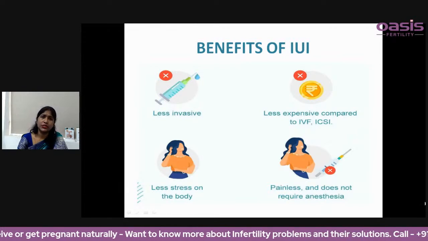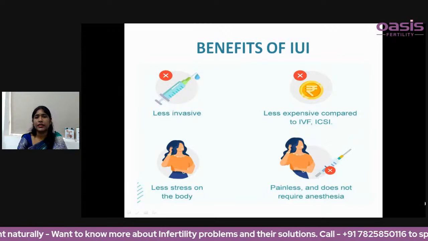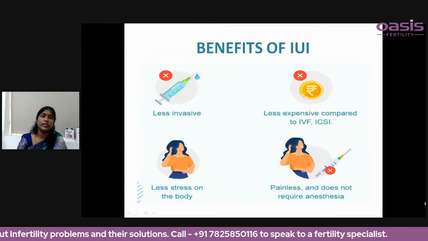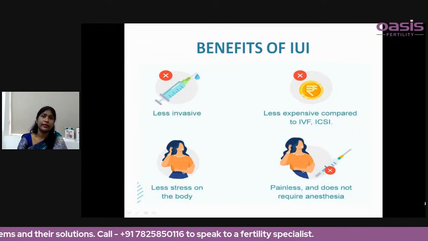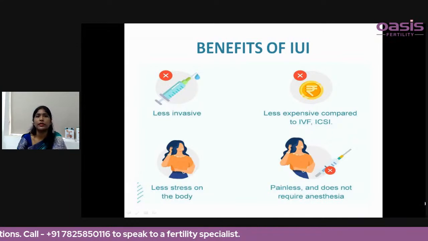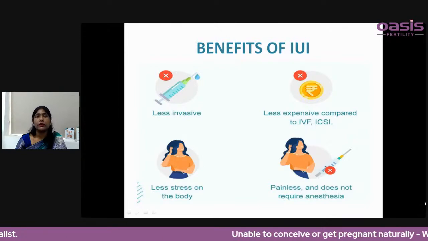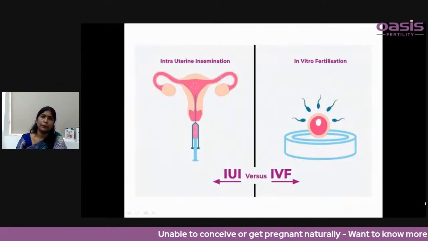And third is less stress. The woman does not require any frequent visits, maximum 1 or 2 visits to the hospital. Even on the same day of IUI, they get the IUI done and then they can go back to the office, so absolutely no break from the office is required. And then it's painless and it does not require general anesthesia. So these are some of the multiple benefits of IUI.